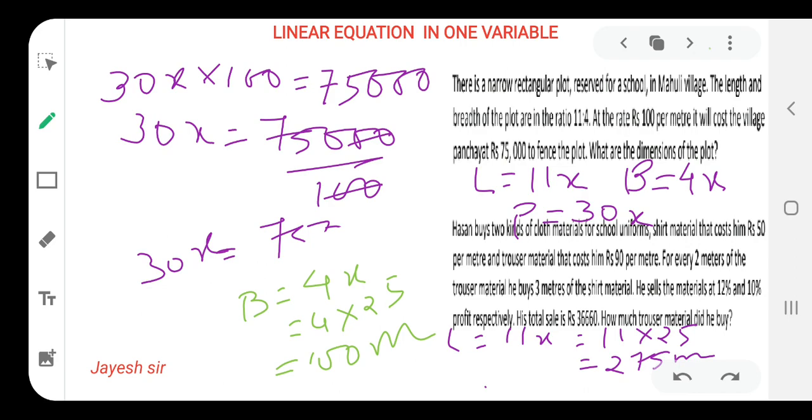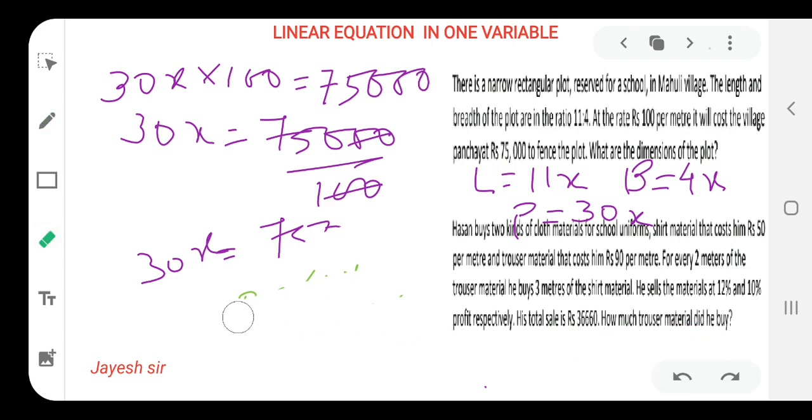I hope you all might be getting it, friends. Now what are we supposed to do? The other method I have told you. So I'm writing so that we don't get confused. I'm again writing the length we have got: the length we have got as 275 meter and breadth as 100 meter. I am writing over here. Yes, so let's solve with the other method.